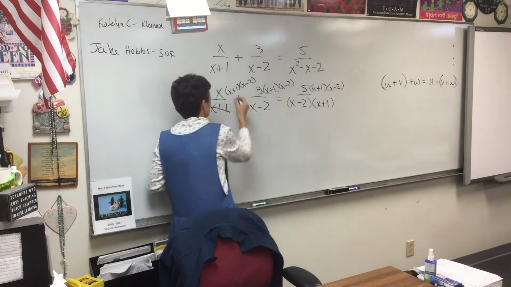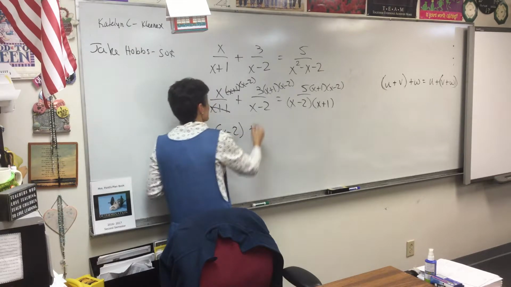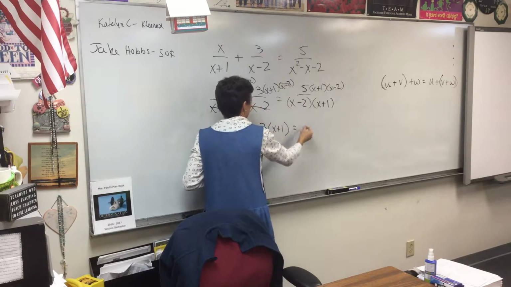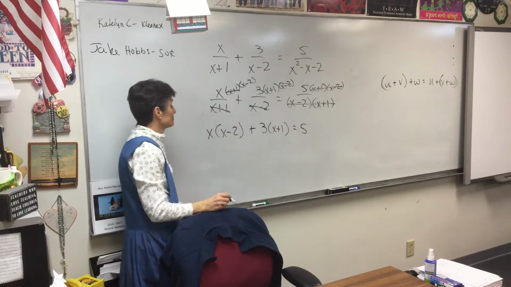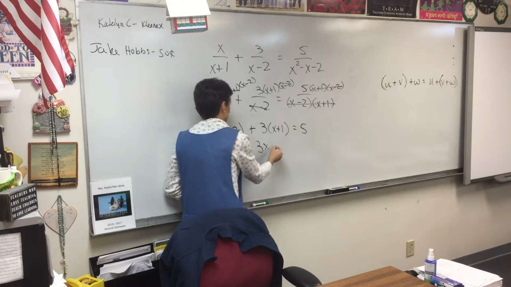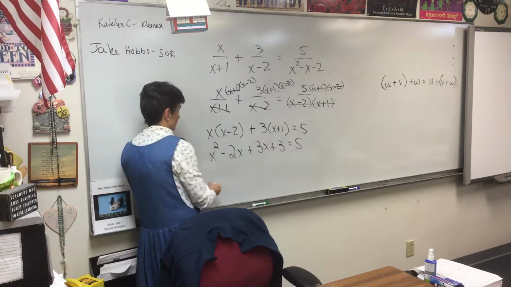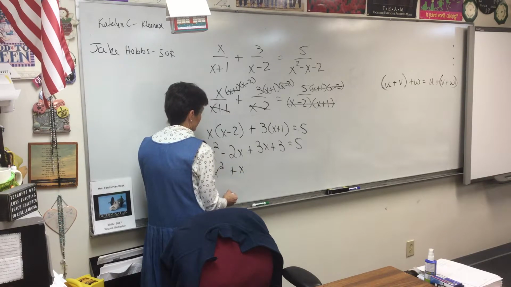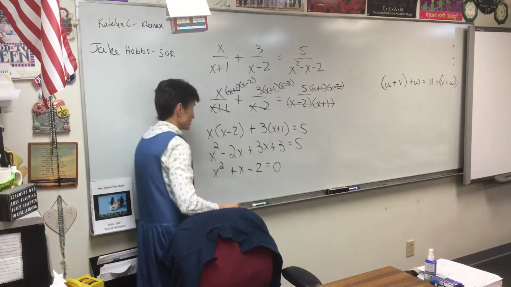All right, so the x plus 1's cancel here. The x minus 2's cancel here. Everything cancels there. So it'd be x squared minus 2x plus 3x plus 3 equals 5. Then add your like terms. So x squared plus x plus 3 equals 5. And then you minus 3, which would be 2. Yeah, just move that over.